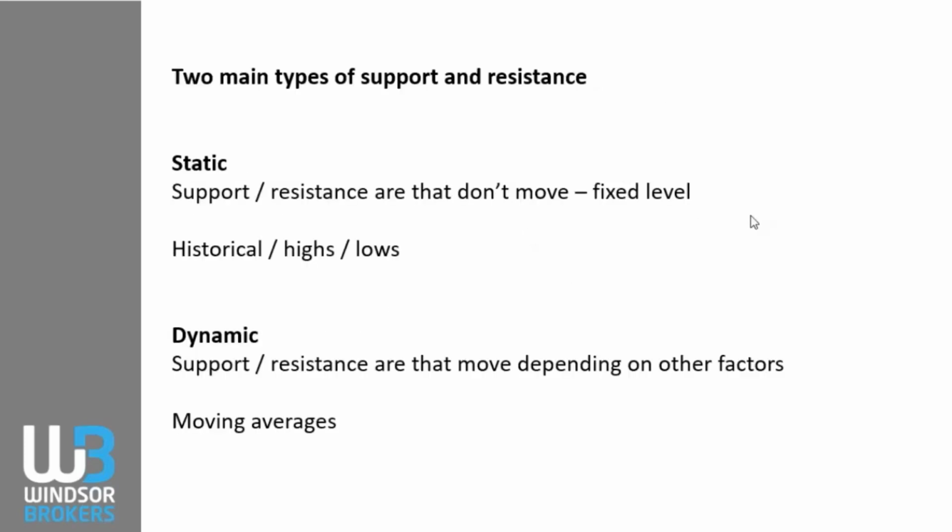Now, what is important to mention is the type of the support and resistance. You need to know that there are two main groups. They're static and dynamic. So static support is the one where the price level is fixed. It doesn't change. It doesn't move. So you can refer to historical highs or lows as static supports.